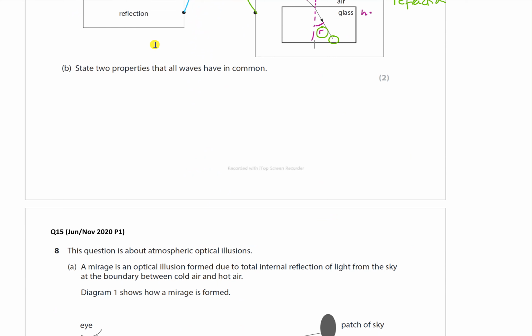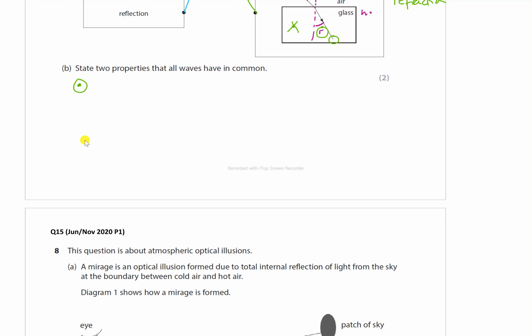Right, 2 common properties. Can you remember what we said? They travel at the same speed. They reflect, refract, they transfer energy without transferring matter. They have the same frequency. No, not speed, because it does change speed when it goes through here. So I'll take that back.